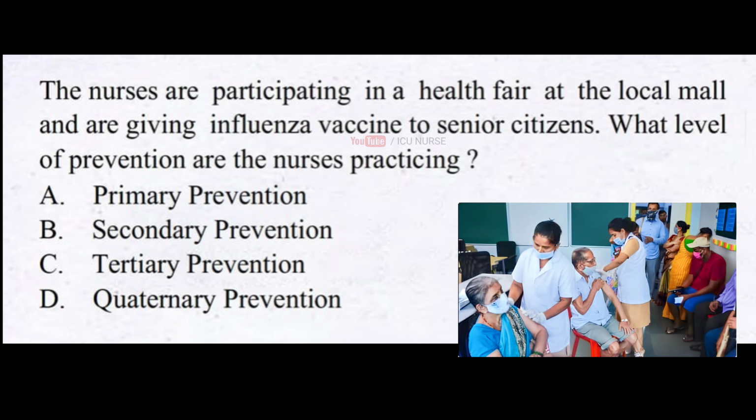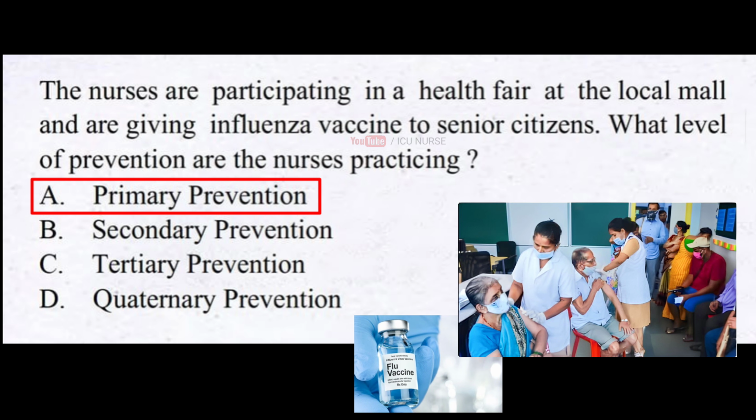The nurses are participating in a health fair at the local mall and are giving influenza vaccine to senior citizens. What level of prevention are the nurses practicing? A. Primary prevention. B. Secondary prevention. C. Tertiary prevention. D. Quaternary prevention. And the correct answer is A. Primary prevention. Primary prevention includes intervening before health effects occur through measures such as vaccinations, altering risky behaviors such as poor eating habits, tobacco use, etc., and banning substances known to be associated.